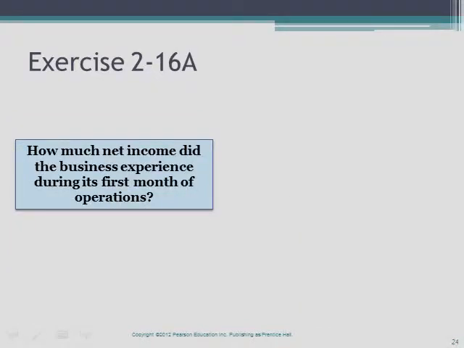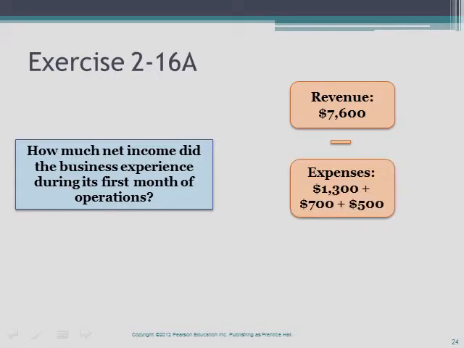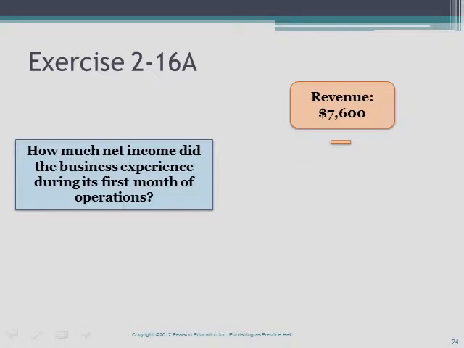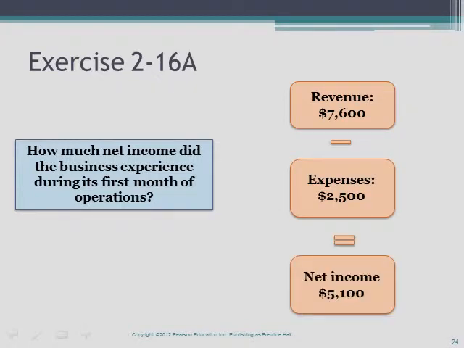Then finally, how much net income or net loss did the business experience during its first month of operations? And we say that net income is revenues minus expenses. Revenues totaled $7,600. From that, we have to deduct the expenses, which were the sum of the $1,300 plus the $700 plus the $500, or $2,500, resulting in a net income of $5,100.